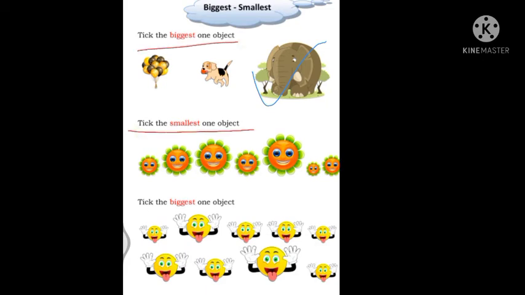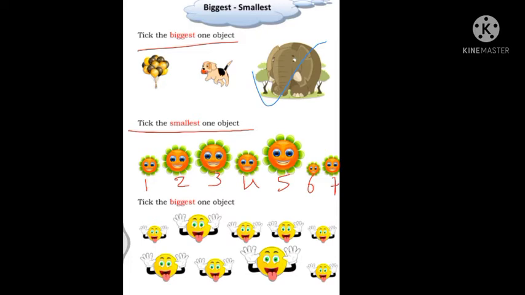Okay. Then students, next one, tick the smallest objects. Now what we have to do? Tick the smallest one object. So students, here I am showing the numbering. Here number 1 sun, 2, 3, 4, 5, 6 and 7. Total 7 suns were there and different size given, right, of all the suns, or you can say the flower, it looks like a flower, right?